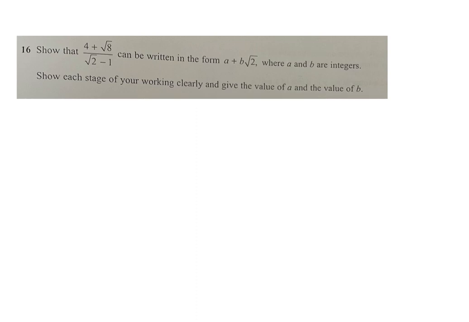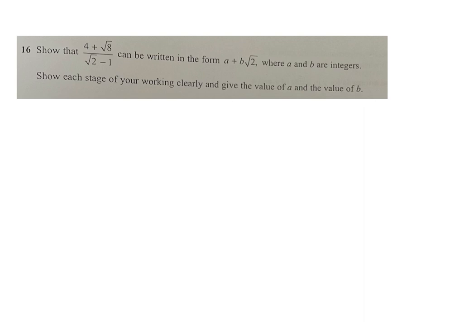This 3-mark question asks us to rewrite a fraction which involves surds in the form of a plus b root 2, so as a simple surd, where a and b are integers, a and b are whole numbers.